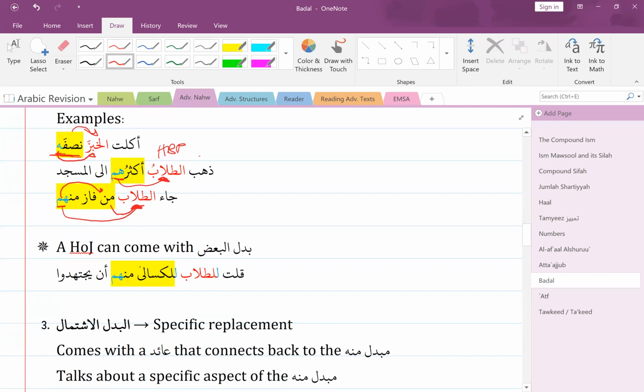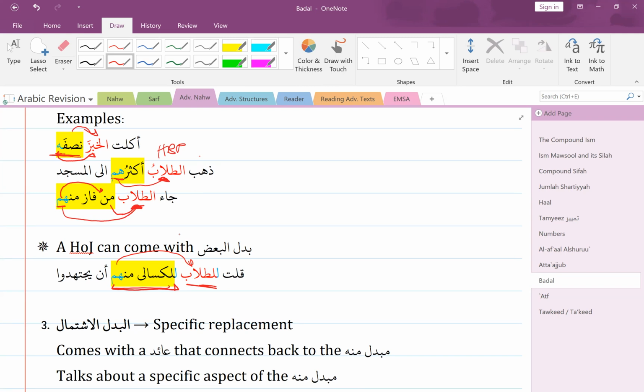So the other thing we're saying about badal al-ba'd is that a harf of jar can come with it. So for example, if I said قلت للطلاب, I said to the students, للكسالى منهم, only to those. So I didn't say to all the students, but only to the lazy ones amongst them. You can see the whom going back to at-tullab. I said to the students, to the lazy ones amongst them, أن يجتهدوا, that they work hard.